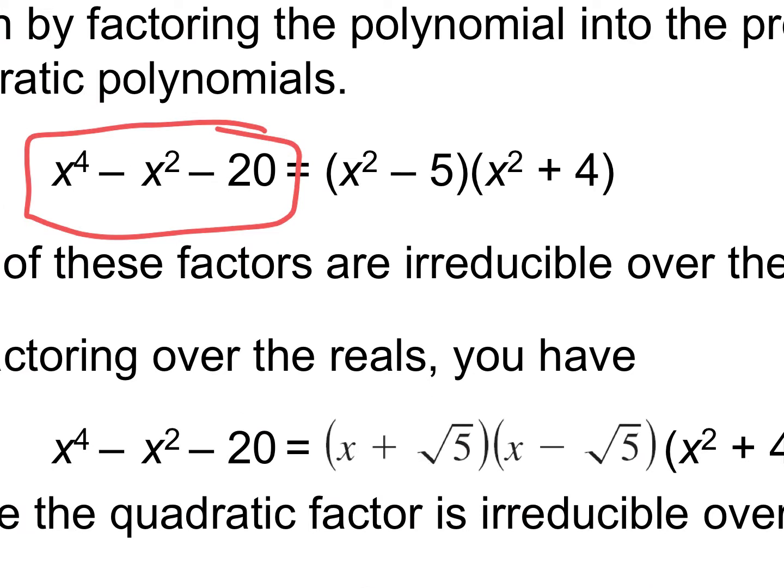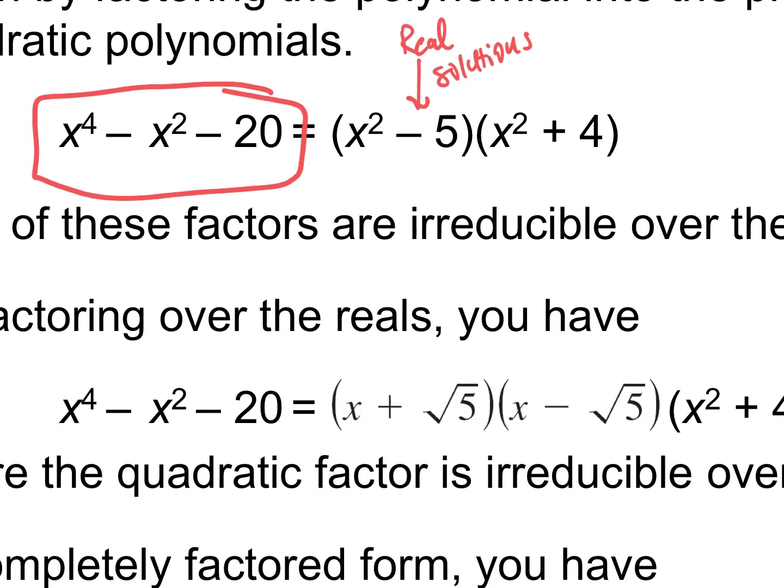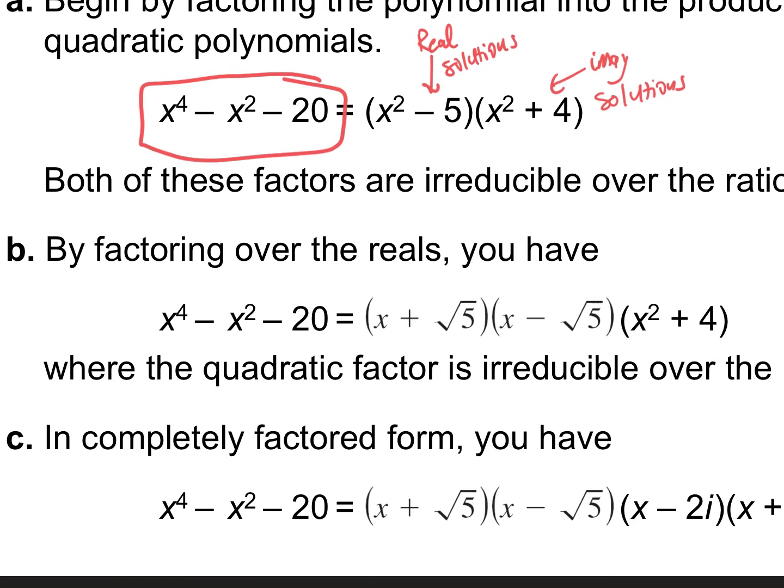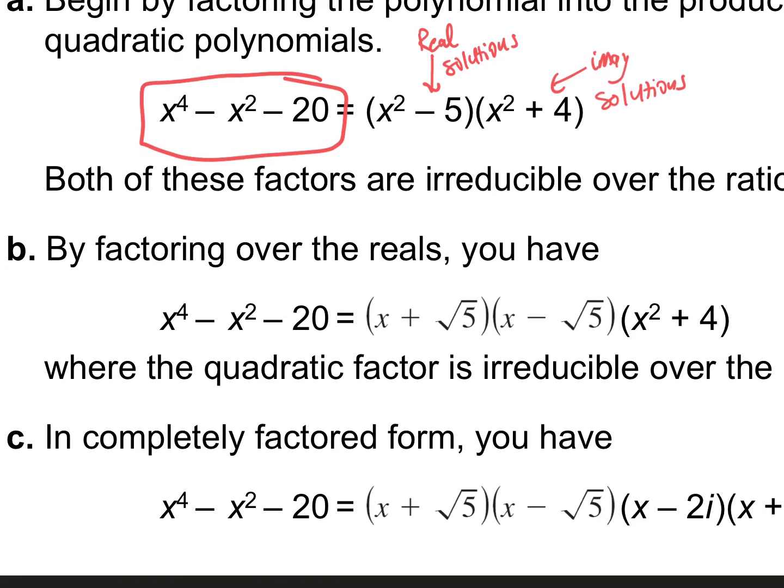This first parenthesis is real solutions. Agreed? All right, I move 5 to the other side, take the square root. Is it beautiful, pretty whole numbers? No, but they're real. This parenthesis has what? Imaginary solutions. All right, so you're going to be asked to factor and then write your answer in two different ways.